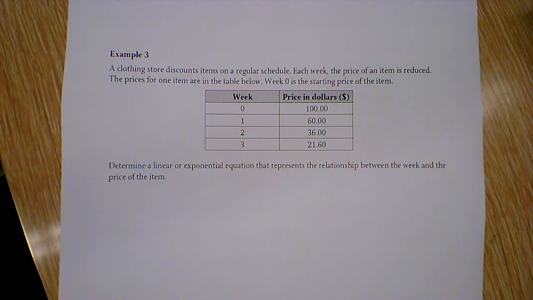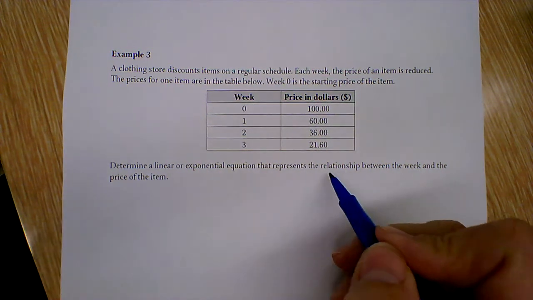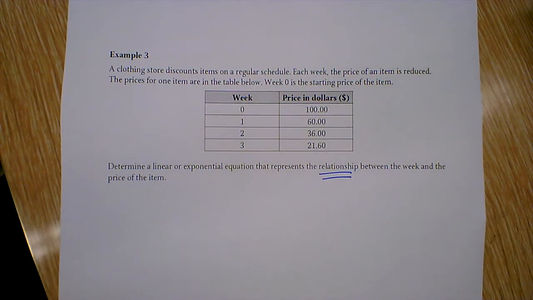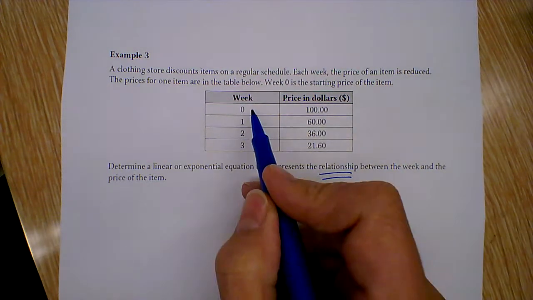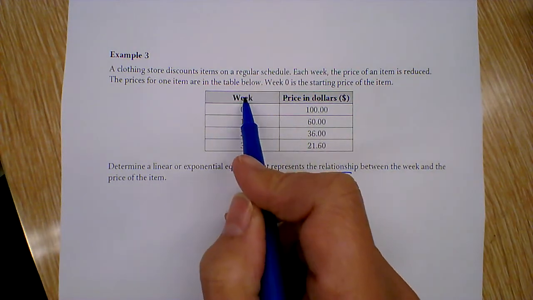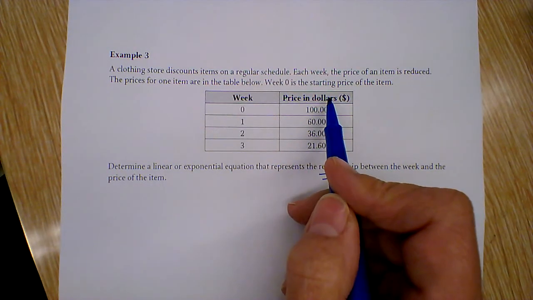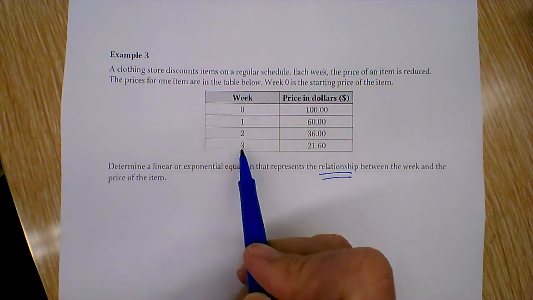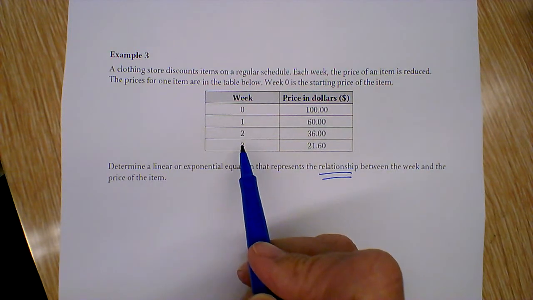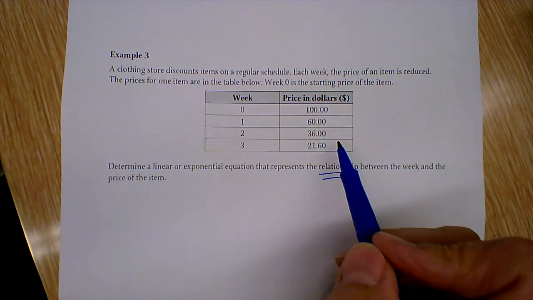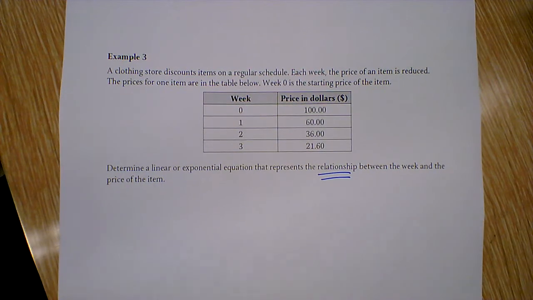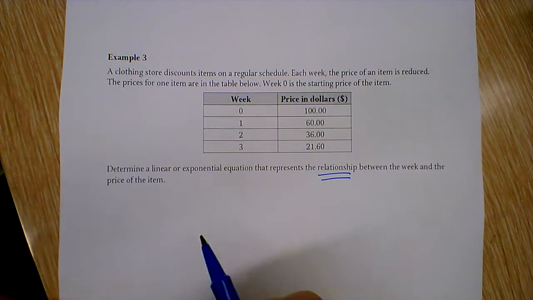the item. So it's telling us again, the problem is telling us what our two variables are, the week and the price, and we also see it in our table, the week and the price. Again, we see week is the input or the independent variable, the price is the output or the dependent variable. So I can't tell just by looking at this whether or not this is linear or exponential. So let's take a look at the differences that we see.